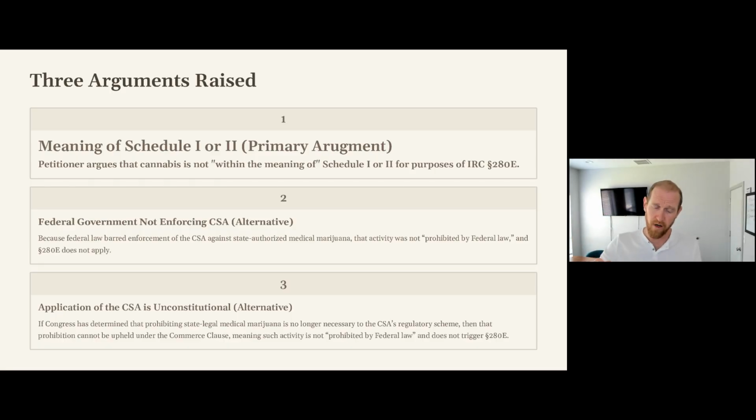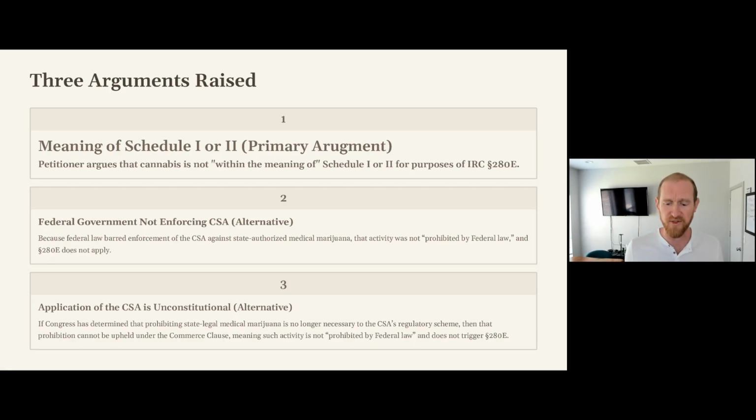Two of them are, I would say, alternative arguments. I don't think he says that, maybe it does say it in that brief. The alternative arguments have to do with the fact that the government has stopped funding enforcement of cannabis in states that have their own regulation, which he's saying is kind of a signal that the federal government actually doesn't care that cannabis is being grown and produced and trafficked, quote unquote, trafficked there in those states.